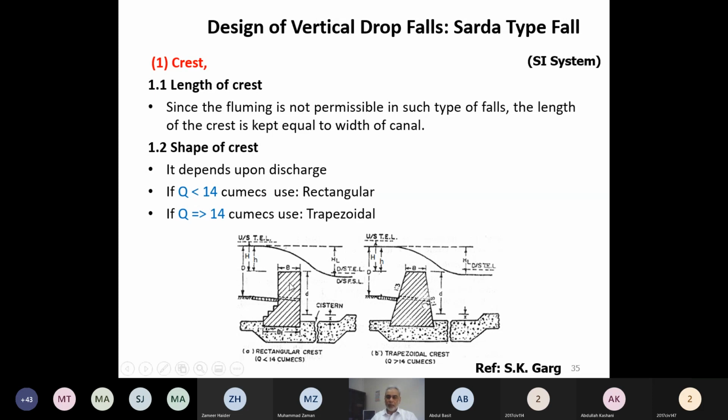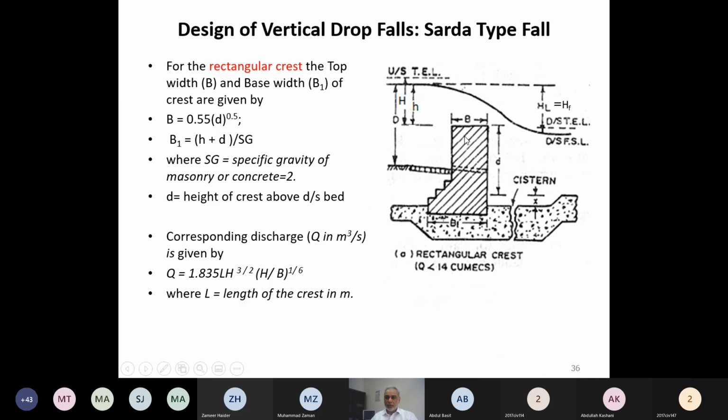What else? The width of the crest B and the bottom width we need to decide. For example, if we take the rectangular crest first, then the bottom width should be provided, which should be nearly equal to or more than 0.55 times d under root. All these formulas are in SI units. Similar formulas are available in the FPS system; the book you have to utilize. These formulas have been taken from the book of Garg.